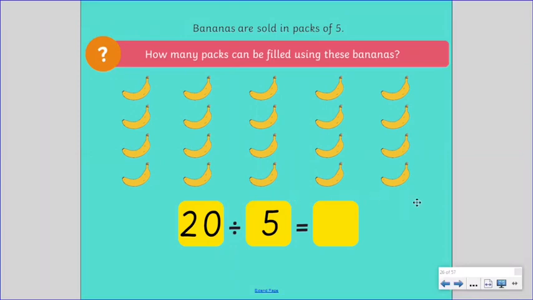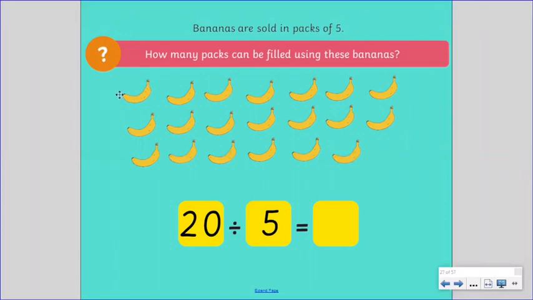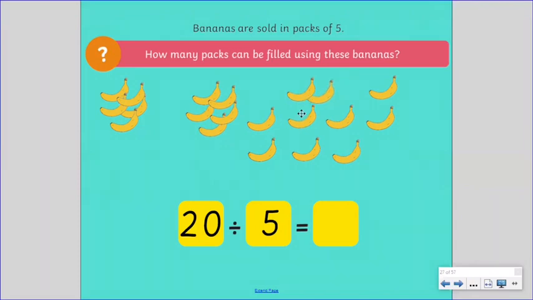So now it's time for us to group the bananas together. 1, 2, 3, 4, 5. There's one group. 1, 2, 3, 4, 5. There's another one. And there's another one. So we've grouped them all together in groups of 5.